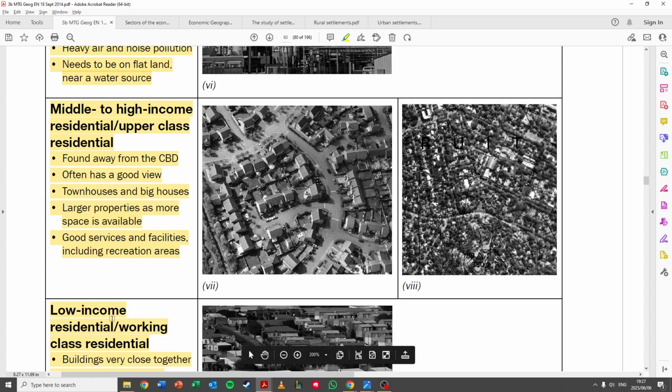Then middle to high income residential. This is the part of the residential areas that are going to be far away from the CBD.